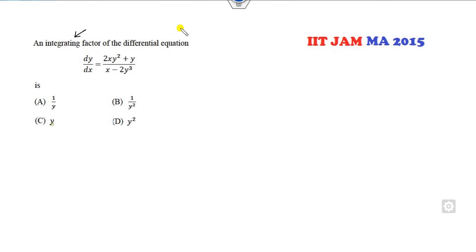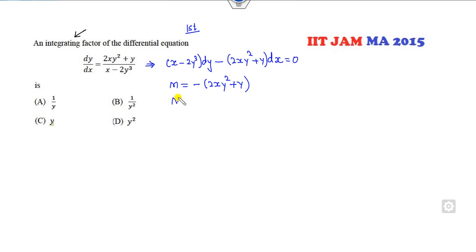Now they are talking about the integrating factor. I will tell you two different approaches. Firstly, I can write this equation in terms of dy minus (2xy square plus y) dx is 0. Fine. So in the first method, I can use some formulas. What is M? Minus (2xy square plus y). N is x here. Fine. So what is the partial derivative of M with respect to y? Minus 4xy minus 1. What is the partial derivative of N with respect to x? It is 1.